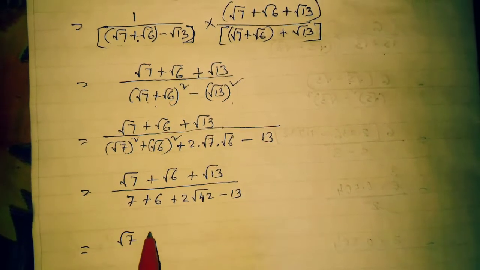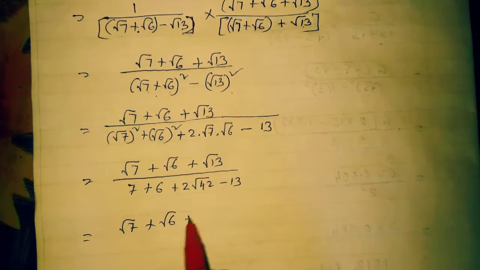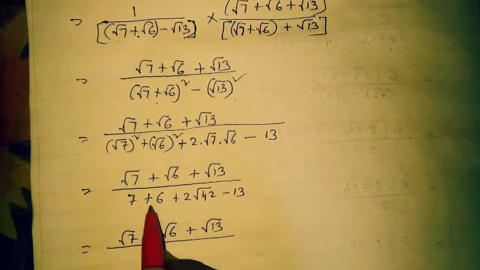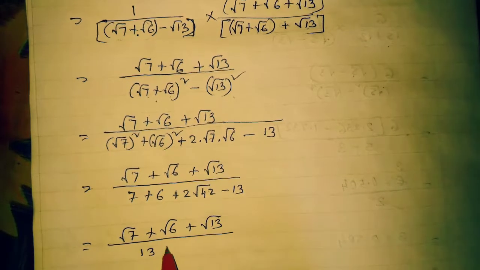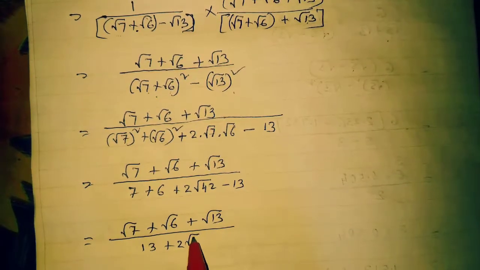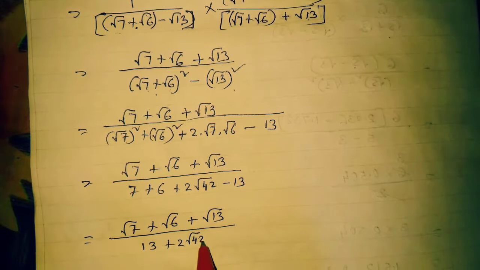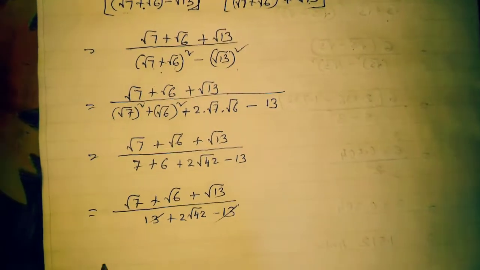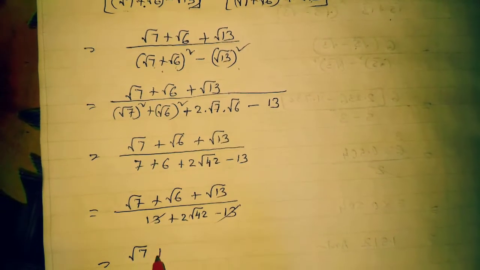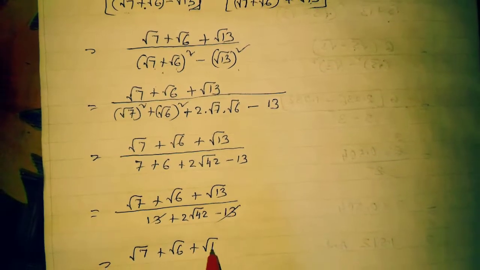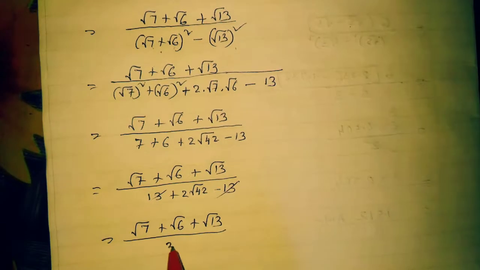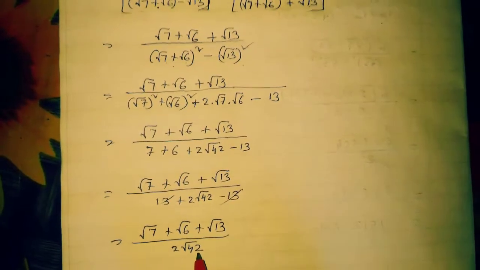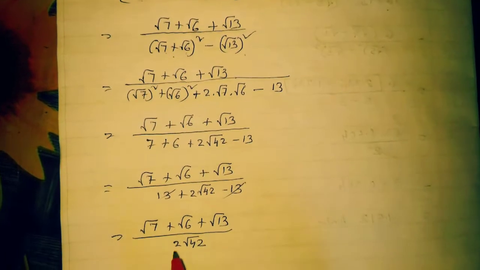So finally we'll get root 7 plus root 6 plus root 13 divided by, 6 plus 7 is 13, plus 2 root 42, minus 13. So this 13 will be cancelled. Clear, students? So again root 7 plus root 6 plus root 13 divided by 2 root 42. So see here again root 42 is coming in the denominator. So again we'll rationalize this one.